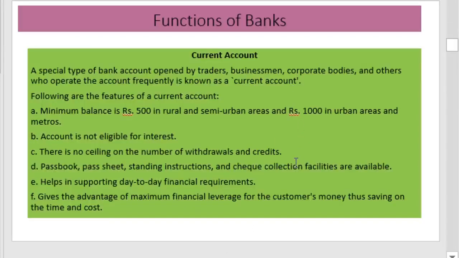Then the second category of deposit account is the current account. A current account is a special type of bank account opened by traders, businessmen, corporate bodies, and others who operate the account frequently. The features of the current account: minimum balance is required, and it is different for rural and urban areas.